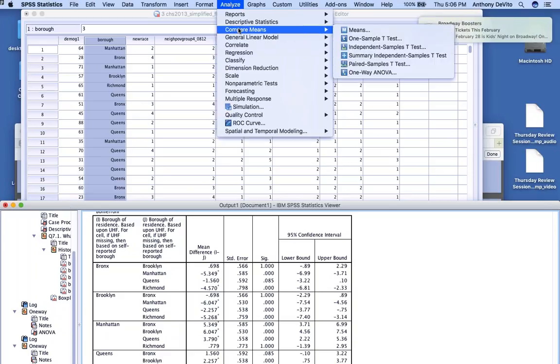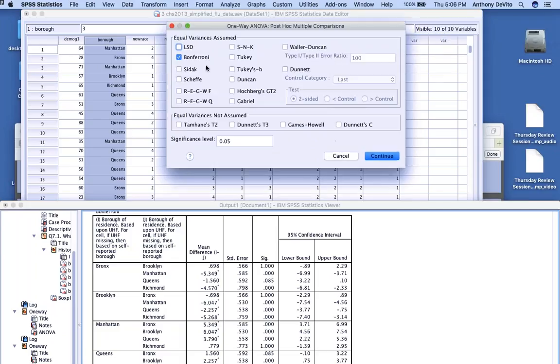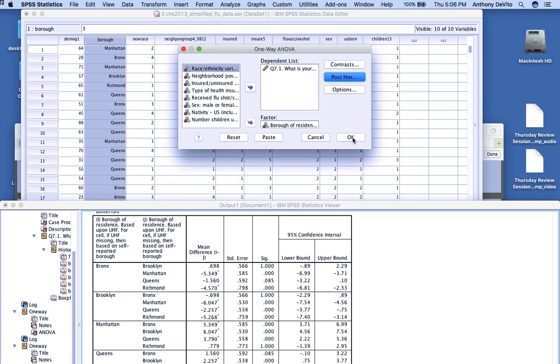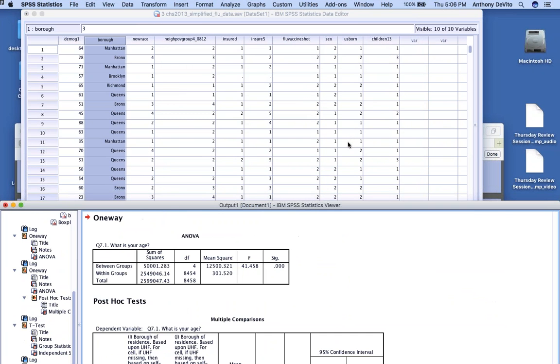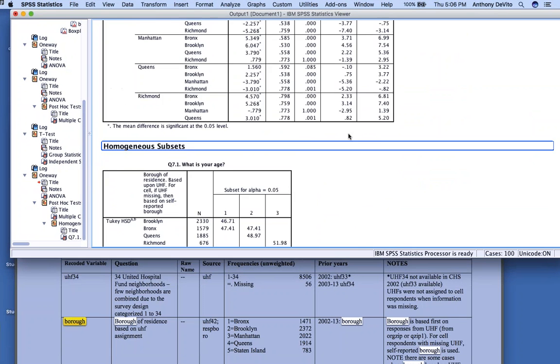Analyze, compare means, analysis of variance, and when you go into post-hoc, you tell it which one you want to use. So I checked off Bonferroni. I could check off both, if I wanted to. I'm going to do that just so we can see the result. You would normally only use one of them. So how do you interpret it? There are 2 columns there.